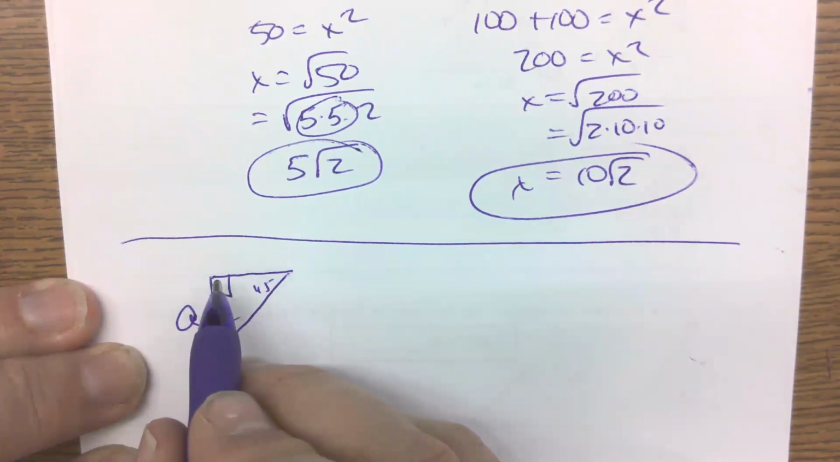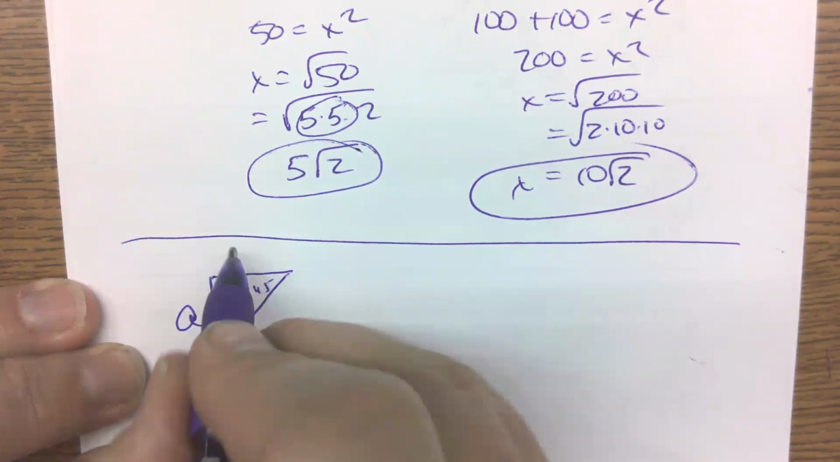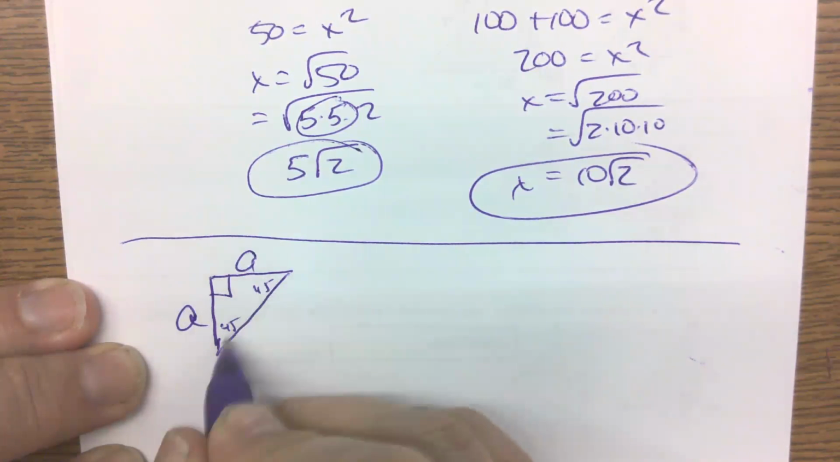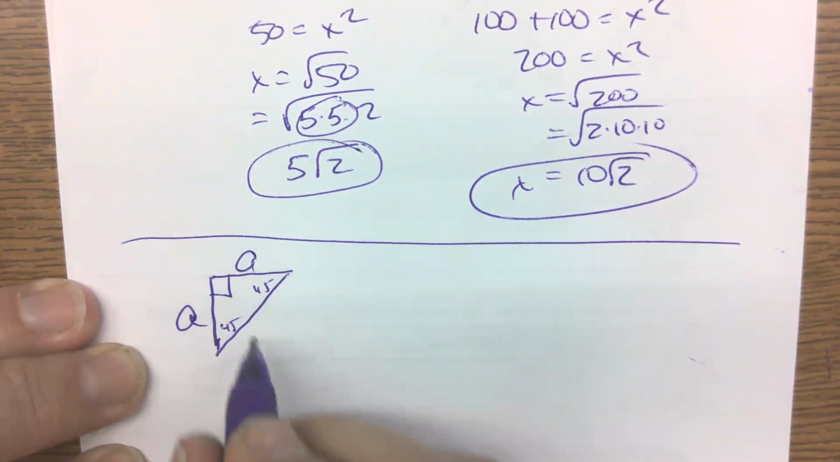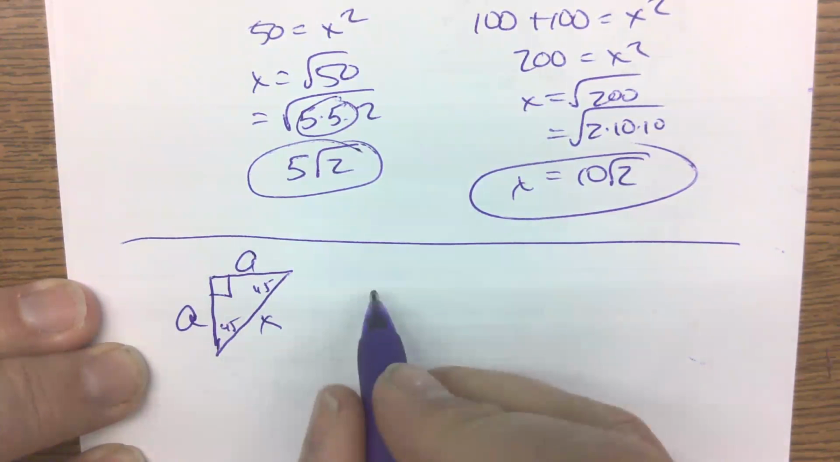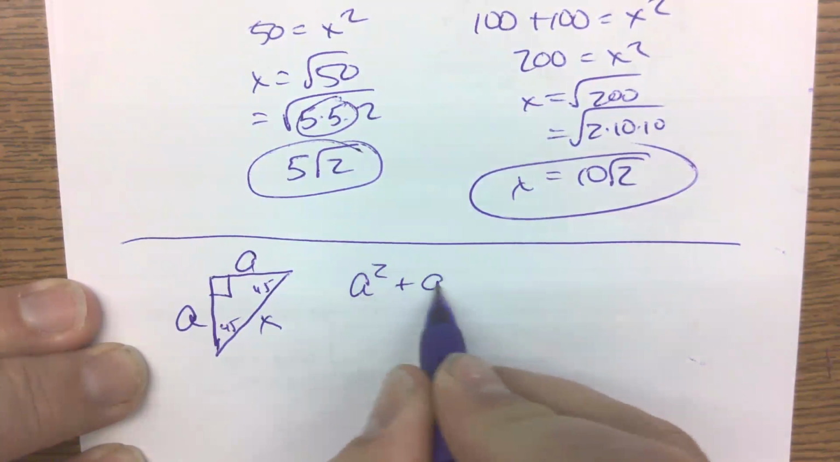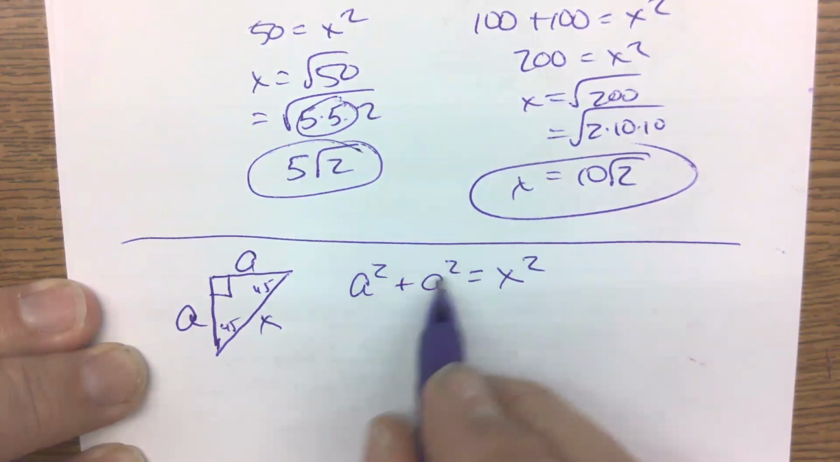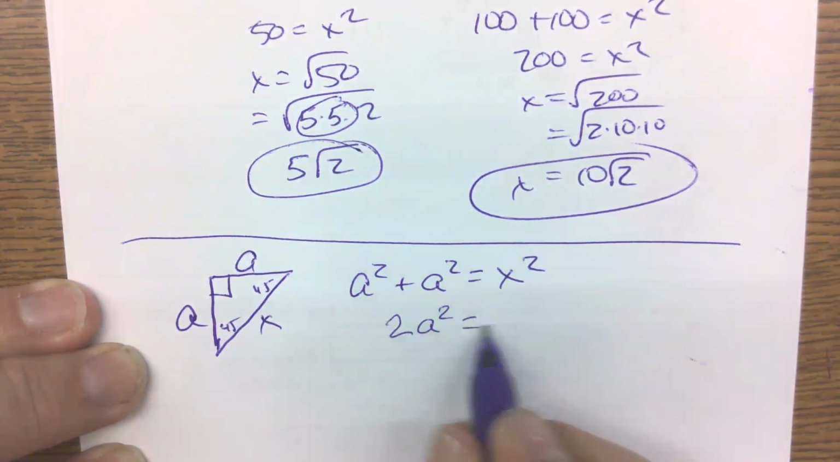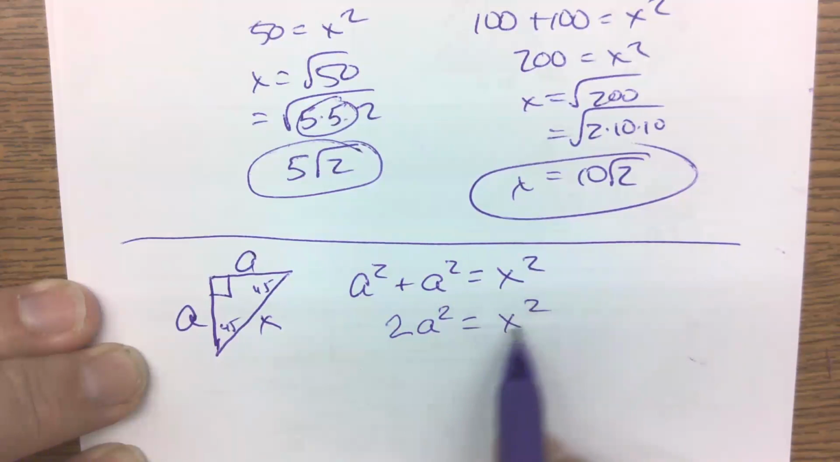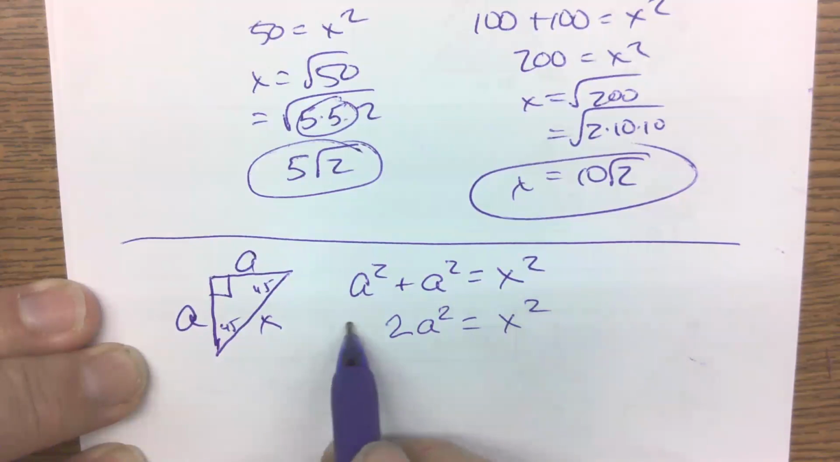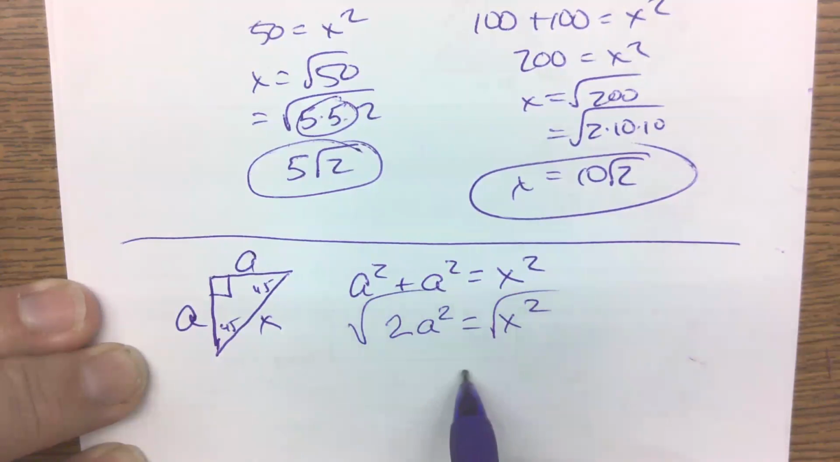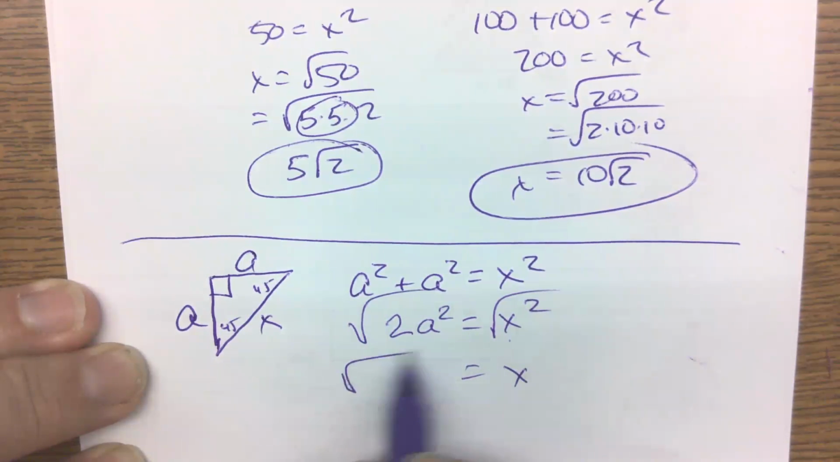It's got to be just A as well, doesn't it? Because if it's isosceles, base angles are congruent, then these sides are the same. And if we're looking for X, we'd say that A squared plus A squared equals X squared. If I have one A squared and the second one, that gives me two A squareds. And if I want to solve for X, I'm going to square root both sides. On this side, I get X. On this side, I get square root of 2 times A times A.